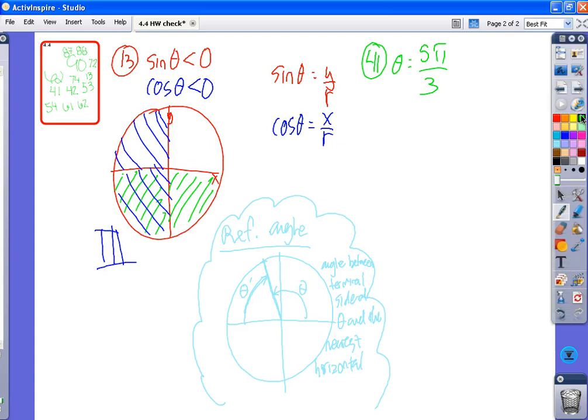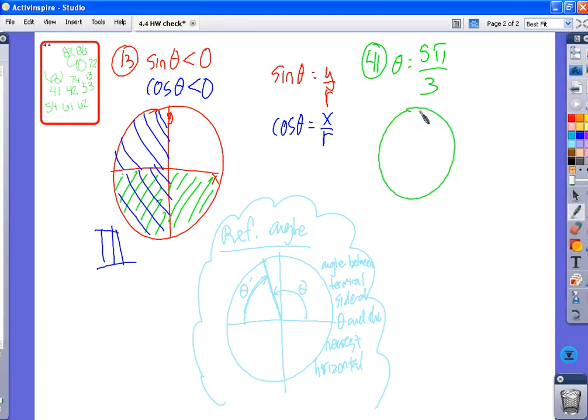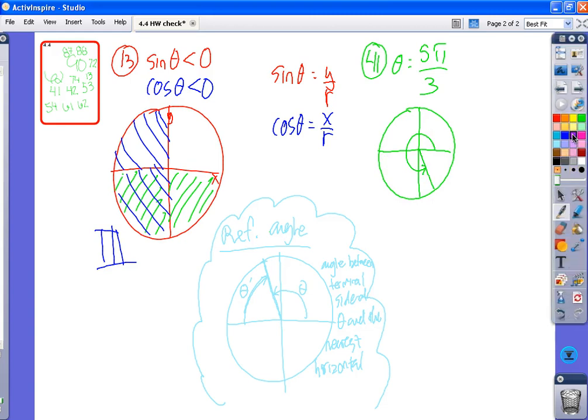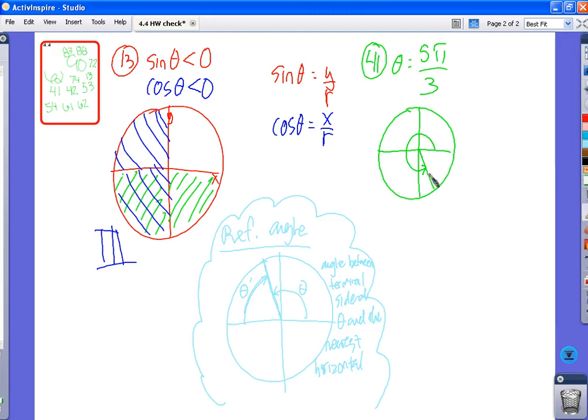Our original angle in this particular problem is 5π/3. Let's look, where's 5π/3? Where's π/3? Here, right? It's a third of the way to pi. So here's π/3, 2π/3, 3π/3. 3π/3 simplifies down to pi, that's where we are right now. 4π/3, 5π/3. So the reference angle is between this side and where? In the 0. This is the angle we want.